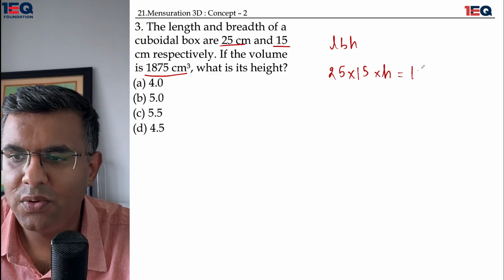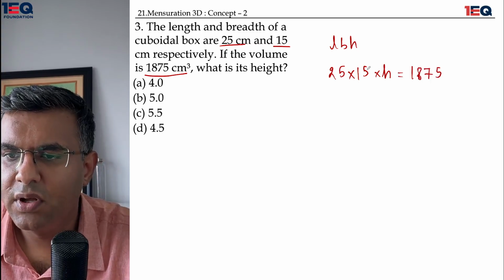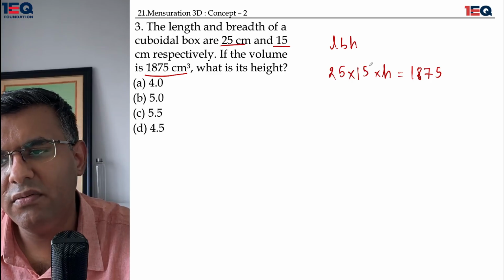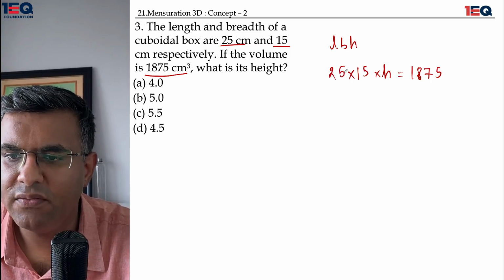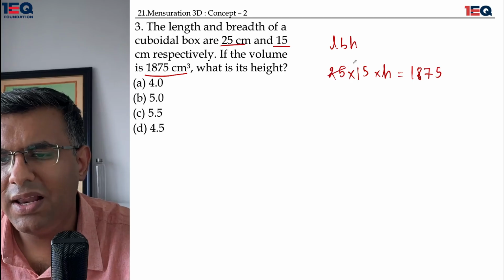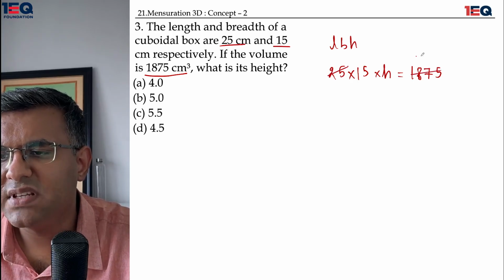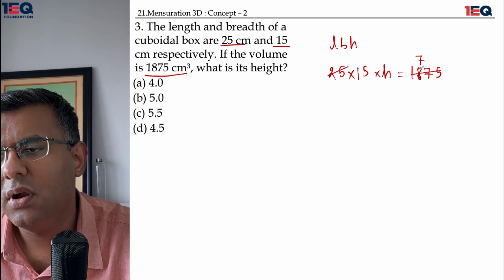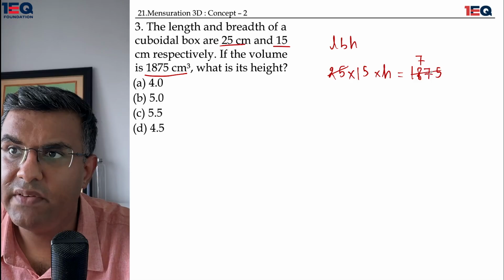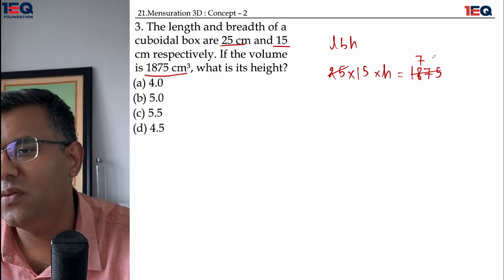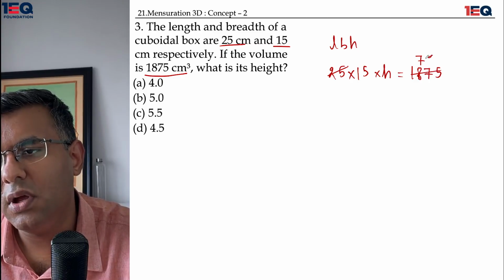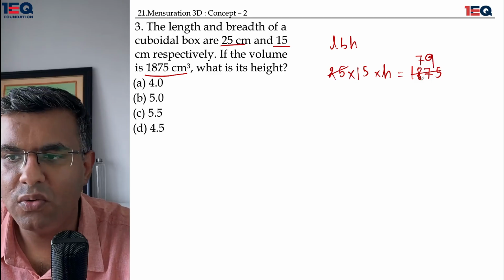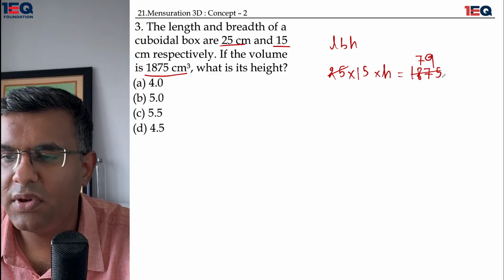This is equal to 1875. I'll be using 25 first. 25 sevens are 175 and 175. So I'll have 225 here. 25 nines are 225. Yeah, 25 nines are 225. Let me see it one more time.